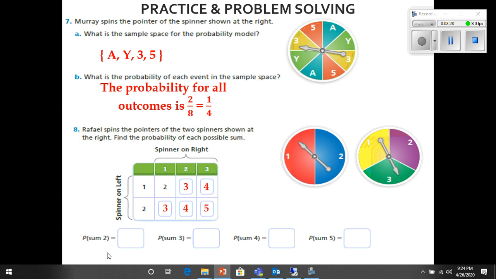Okay, so the probability of the sum being 2, well, there's a 1, right? There's only 1 chance out of 6. And the sum being 3 is 2 chances out of 6, which is 1/3. The sum being 4 would also be 2 chances out of 6, which would also be 1/3. And the sum being 5 would only be 1 chance out of 6, which would be 1/6.